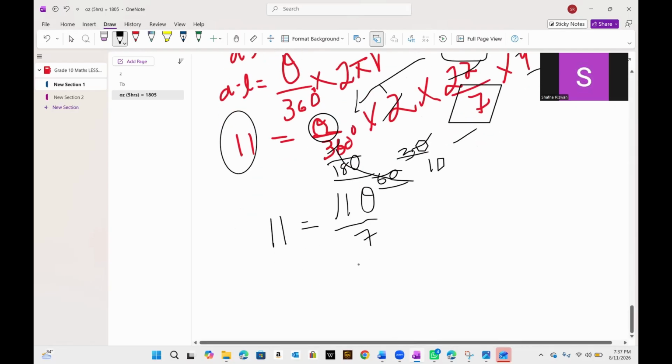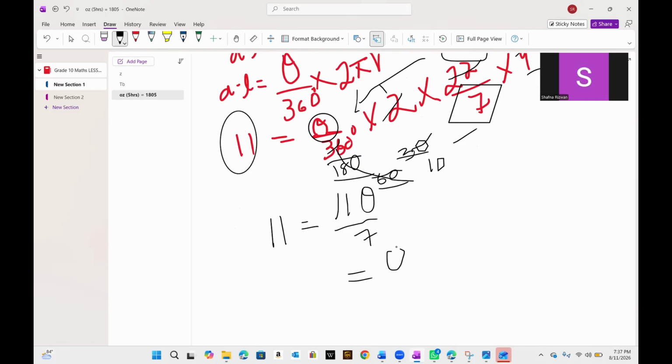Now what can you say? Theta here. What did I tell you all previously? Whatever is on top, when you want to make something the subject. Now I want to separate this theta like this. When I want to separate this theta, I have to take this 11 and this 7 to the other side.